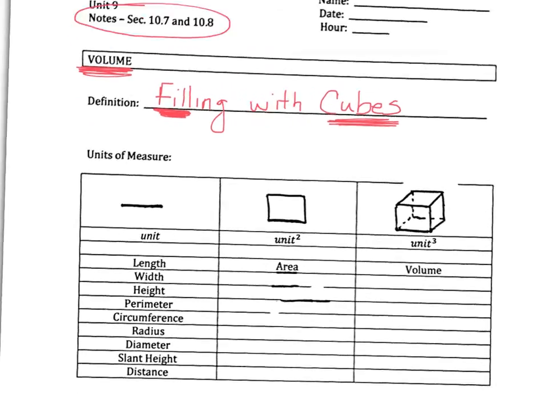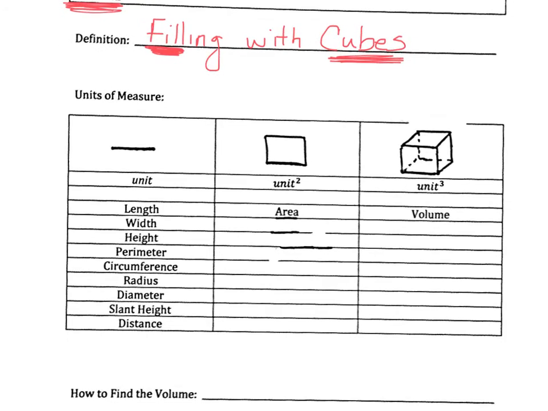Alright, earlier in this unit, Unit 9, I noticed we're not too familiar with our units of measure. So I'm going to briefly go over that. If you're trying to measure any of these: length, width, height, perimeter, circumference, radius, diameter, slant height, distance, then you would just use plain old units of measure. Centimeters, miles, inches, yards. Just one straight unit. If you don't know what the unit is, you use the word unit, but otherwise you'd use, like I said, centimeters, inches, yards, miles, feet.